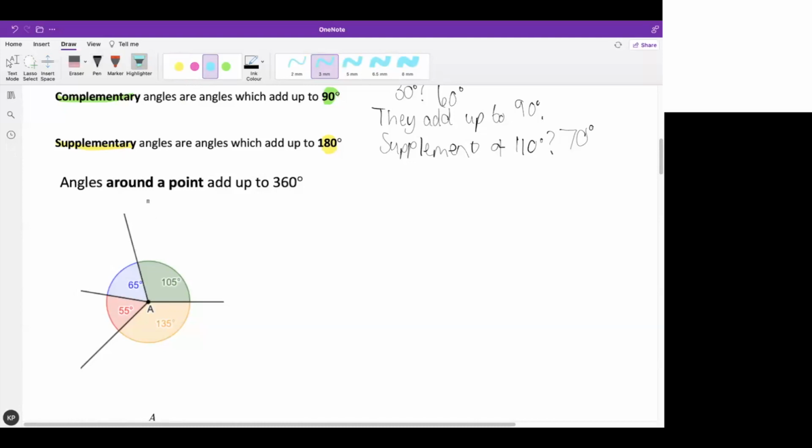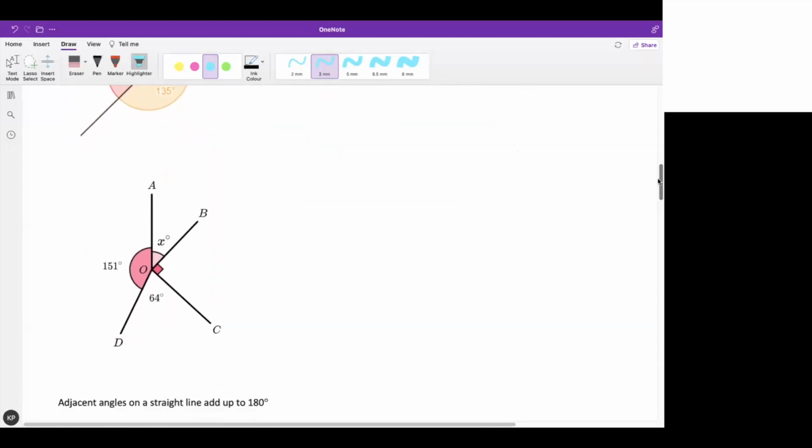We'll find out. So, angles around a point. We have a point, a vertex. Angles around a point always add up to 360 degrees. So if you take these angles, 65 plus 105 plus 55 plus 135, they all add up to 360. I said 100 with confidence because I'm looking at it. Okay, so they add up to 360 degrees. Let us practice that concept.